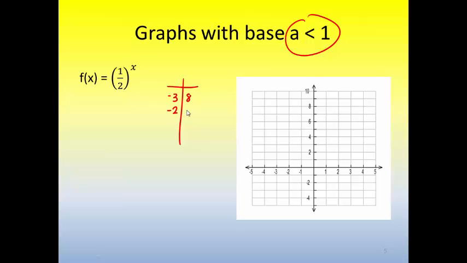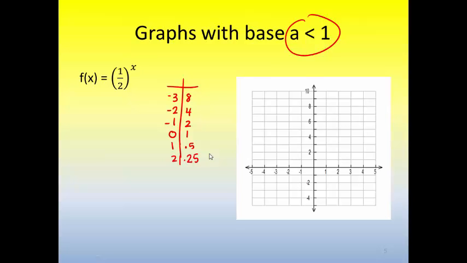Negative 2 gives me 4. Negative 1 gives me 2. 0 gives me 1. 1 gives me 0.5. And maybe I'll just do one more. 2 gives me 0.25. So this really shows me that it really took the reciprocal and it flipped it over.